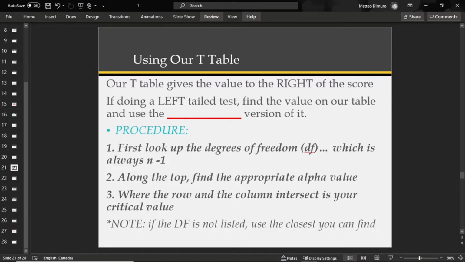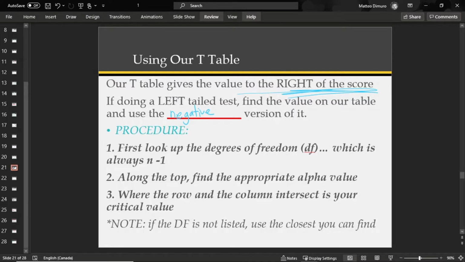So we use our t-table. Now the t-table that we have in our class, again, they're all different, but our t-table actually gives the value to the right of the score you're looking up. Doesn't really end up mattering too much for what we do. But if you're doing a left-tail test, because the values to the right are going to be positive, to find the value on our table, we have to use the negative version of whatever number we look up.